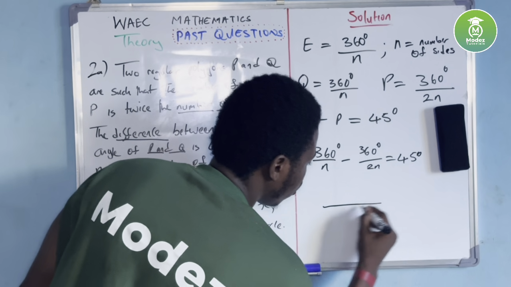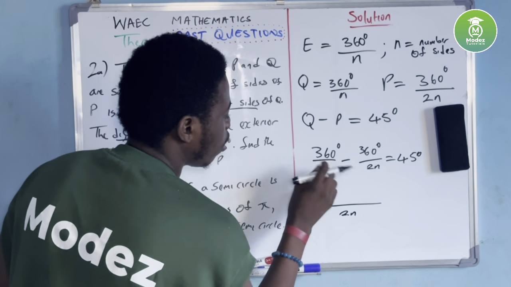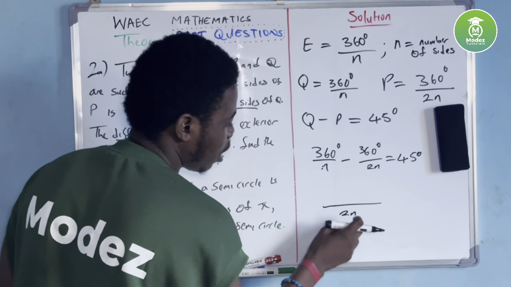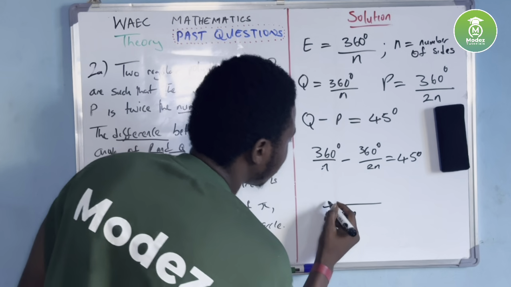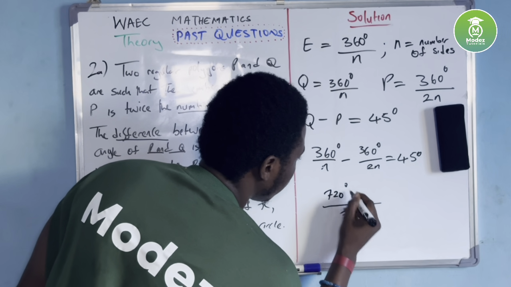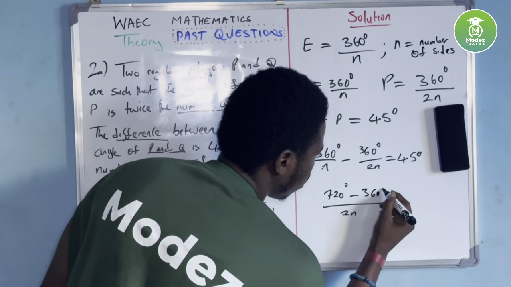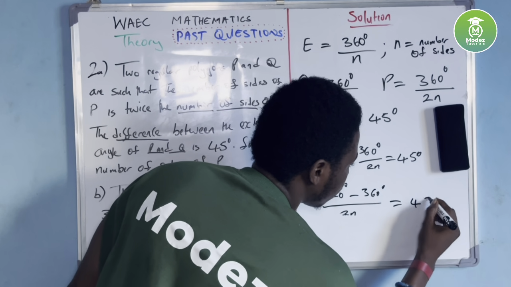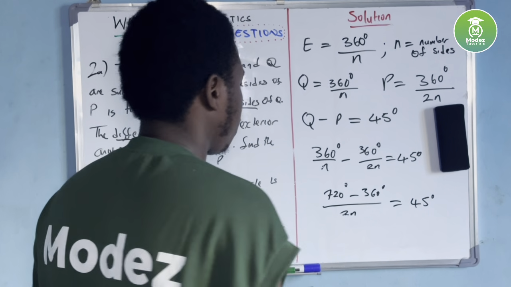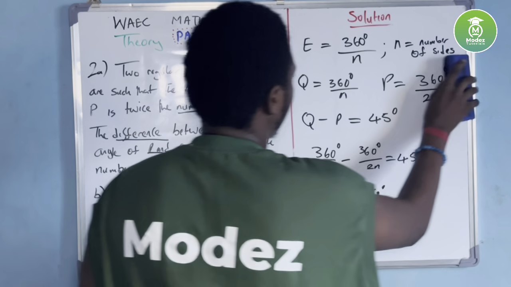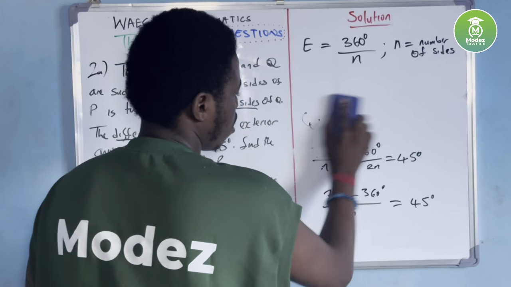Now, you look for the LCM. 2 times 360 is what? n in 2n will give you 2. 2 times 360 is what? 720. 720 degrees minus, 2n in 2n is 1, 360 degrees. Right? Which is equal to what? 45 degrees. Now, I'm going to erase this.